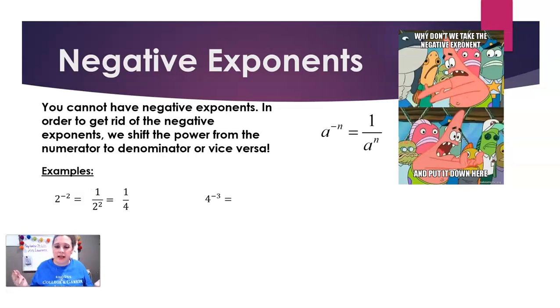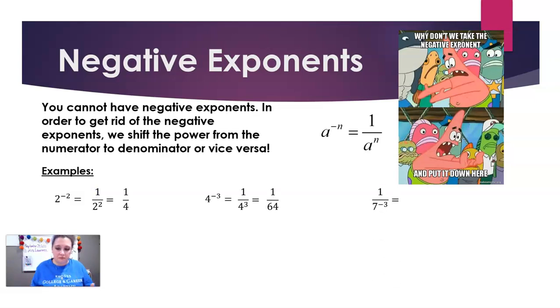We had 4 to the negative third power. I'm going to take that 4 to the negative third power and move it to the bottom. And when we move it to the bottom, it becomes positive. So now we have 1 over 4 to the third power. And I can simplify 4 to the third power. That is 64. So it's 1 over 64.